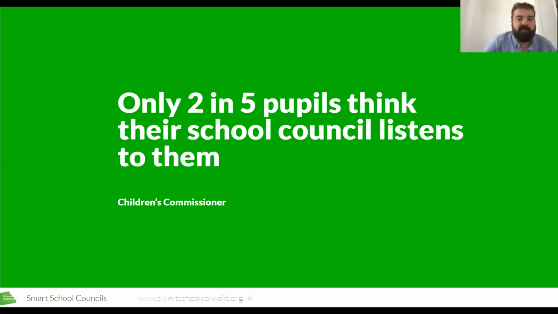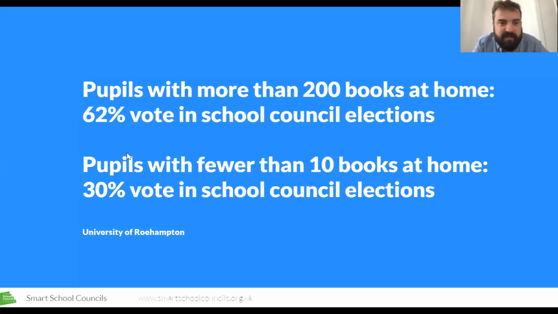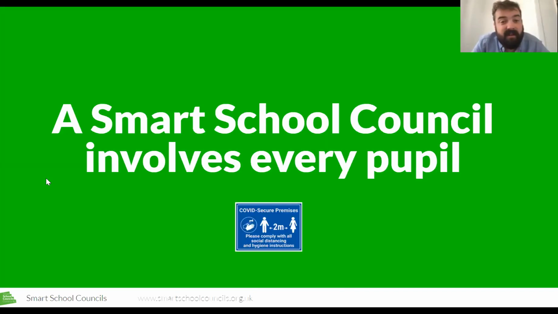One thing that we're very conscious of is that usual suspects thing. So only 2 in 5 pupils think their school council listens to them. Worrying, especially when they're almost in every school in the UK. And this next statistic is even more worrying, I think. Probably some of you have seen this. If you've got more than 200 books at home, you've got a 62% chance of being involved in school council elections. But if it's less than 10 books at home, you've only got a 30% chance. So we basically just don't think that's fair, and I think you would probably agree with that.